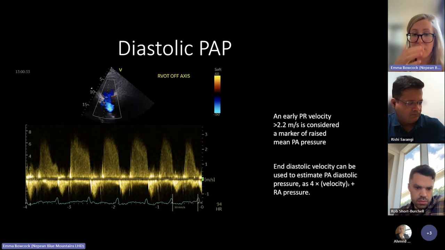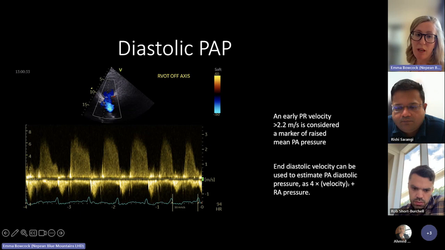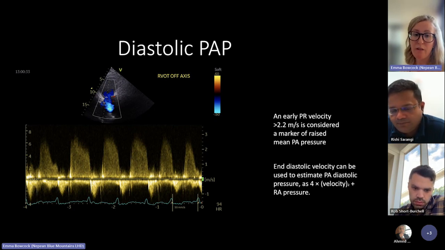We can use the pulmonary regurg jet to measure our diastolic and mean pressures as well. So you can use your early PR velocity to measure mean pulmonary artery pressures. So the same, you'd do 4V squared, add your right atrial pressure, and that would give you an estimate of mean pulmonary artery pressure. And then if you do your end diastolic pressure, again, 4V squared plus right atrial pressure, this will give you your diastolic pulmonary artery pressure.